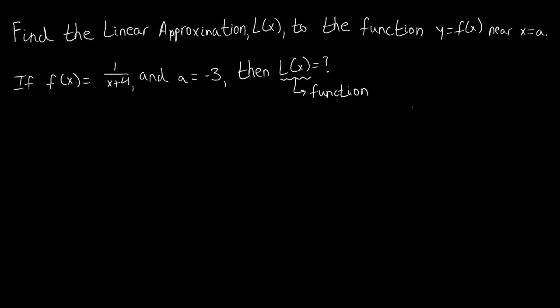So in general, for a differentiable f of x, which this is, 1 over x plus 4 can be differentiated very easily. When we have a differentiable f of x, the equation of a tangent line to that function at x equals a can be used to approximate f of x for x near a. Hence why it's a linear approximation. We're using the equation of the tangent line to approximate values of our original function, and the tangent line is typically a linear function, so that's why it's called linear approximations.